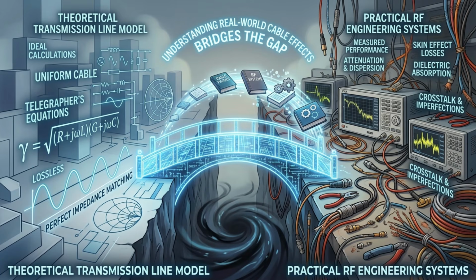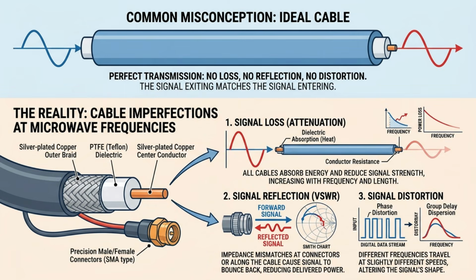Understanding real-world cable effects bridges the gap between theoretical transmission line models and practical RF engineering systems. It explains why measured performance often differs from ideal calculations. A common misconception is that high-quality cables behave almost perfectly. In reality, all cables introduce some level of loss, reflection, and distortion, especially at microwave frequencies.